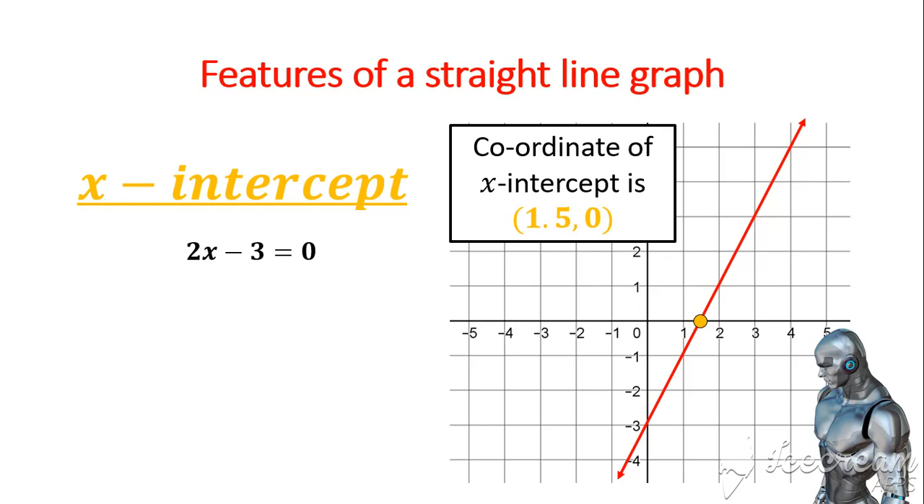So here's a quick way to find the x-intercept. Put the formula 2x minus 3 equal to 0 and solve it. So we're going to add 3 to both sides to get 2x is equal to 3. We're going to divide both sides by 2, and that gives us our 1.5, which is our x-intercept.